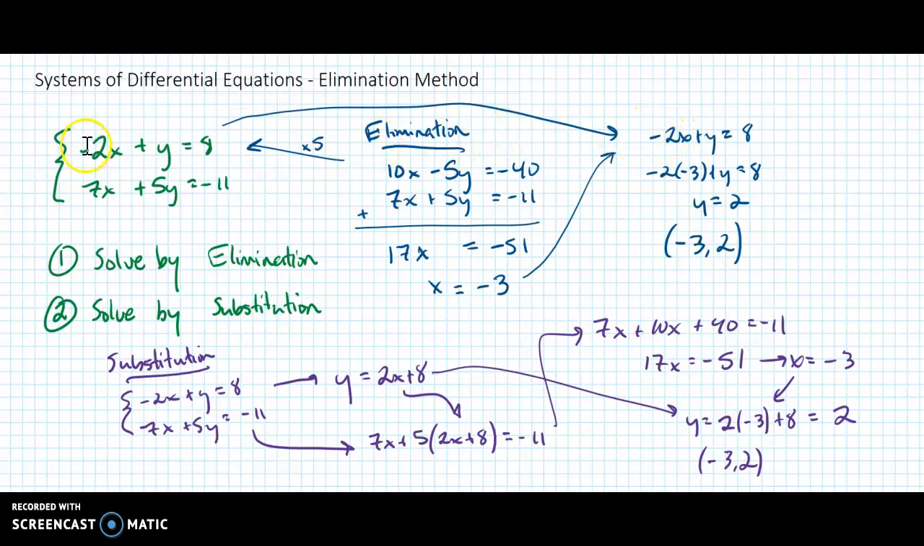y. So in this case, I took this equation over here. I got a y. Since I know x is -3, I can plug it in there and subtract -2. So I get -3 and 2.